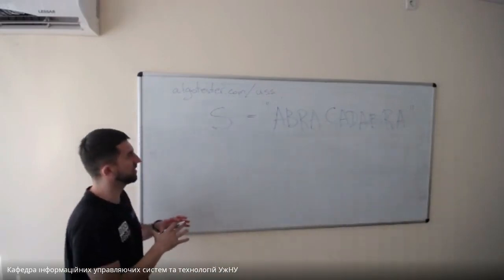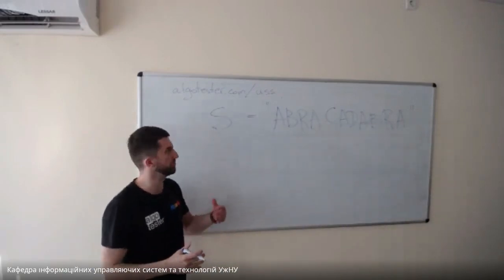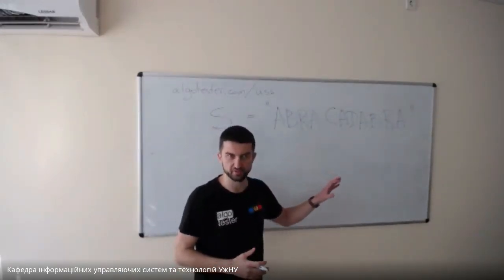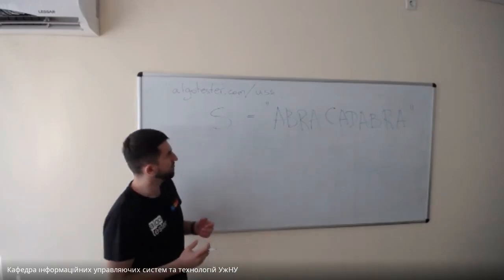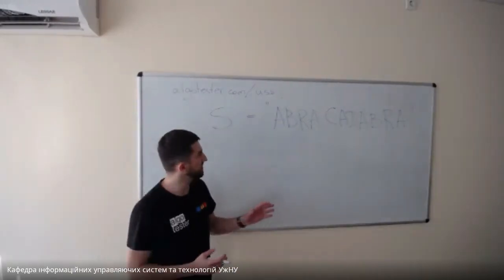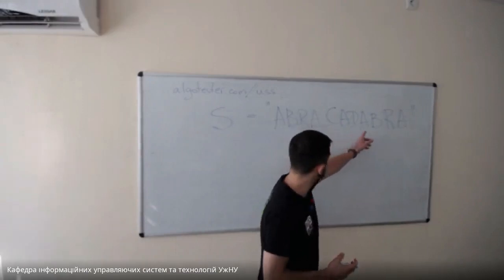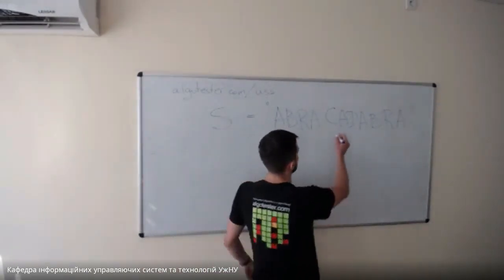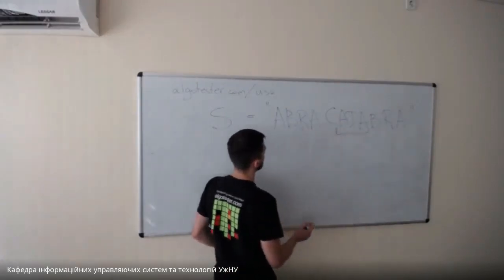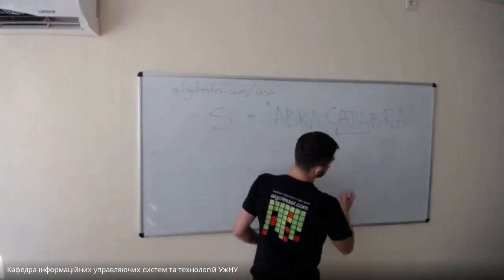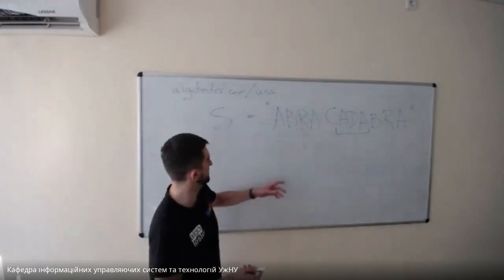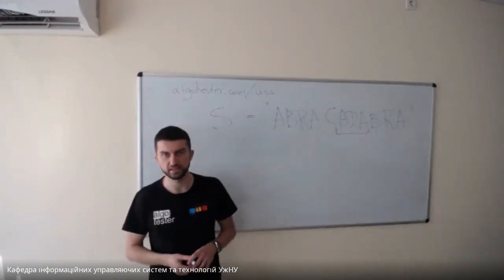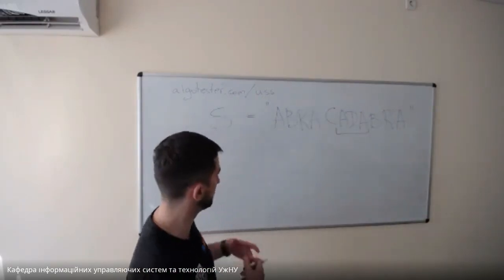So our goal is to store the information about all substrings of this string. With a substring, I mean a continuous segment of characters of the given string. For instance, ada or bra are substrings, but R, C, D is not. It's a subsequence, but not a substring.